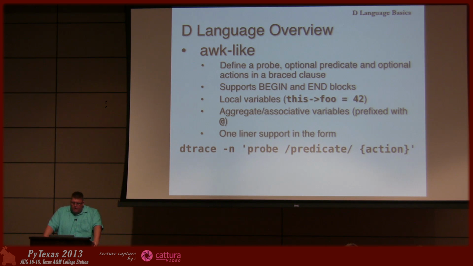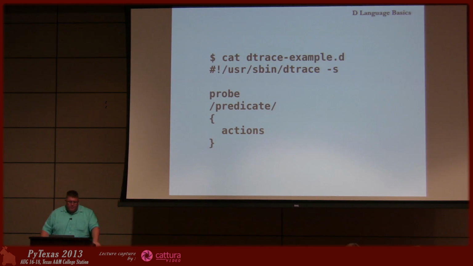It also does aggregate and associative arrays. You prefix those with an @ symbol. It's a little Perlish in that sense. It also has one-liner support, like I showed down here at the bottom of the slide. This is what it looks like when you cat out a script. Typically when people write D scripts, this is what they usually look like.